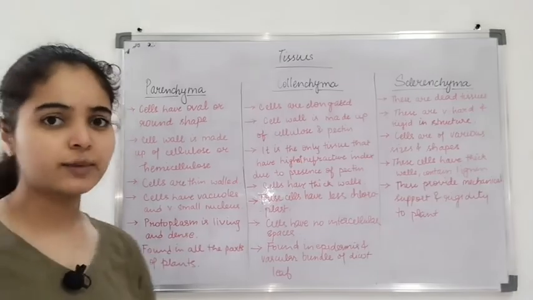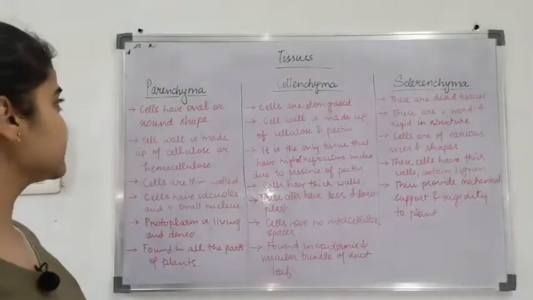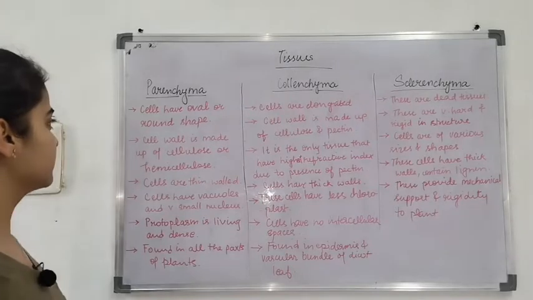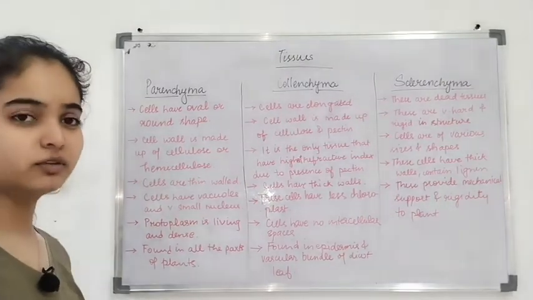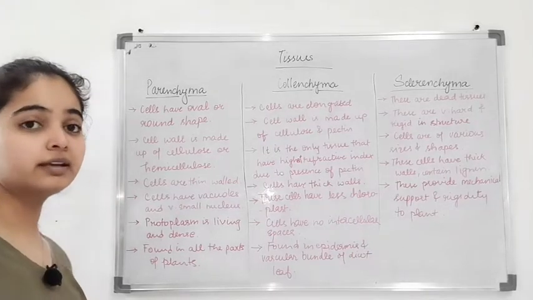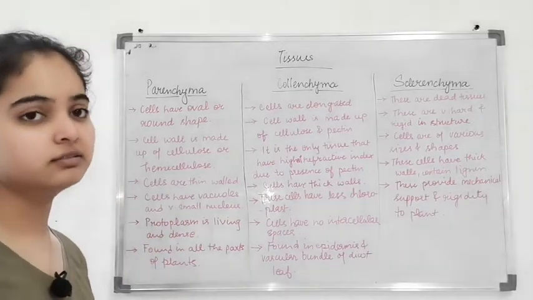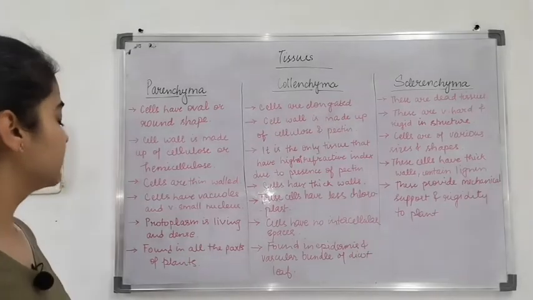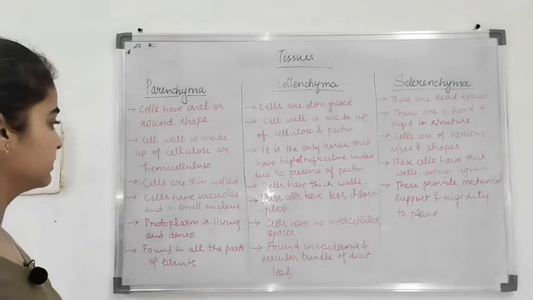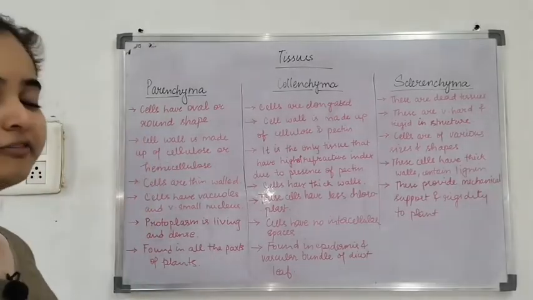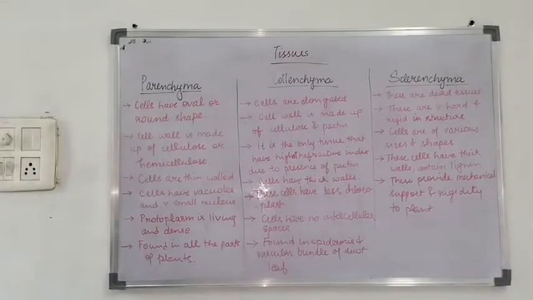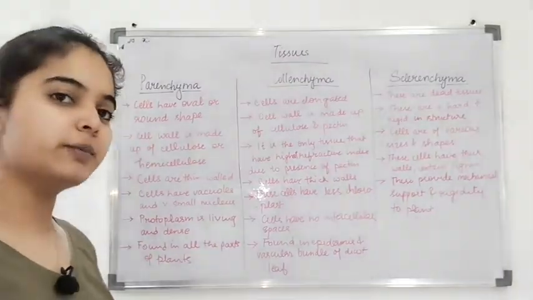The first one is the parenchyma. The parenchymatic cells have oval or round shape. The cell walls of these cells are made up of cellulose or hemicellulose, and these cells have very thin walls. The protoplasm of these cells is living and very dense. These cells have vacuoles and the nucleus present inside these cells is very small. Parenchymatic cells can be found in every part of the plant.